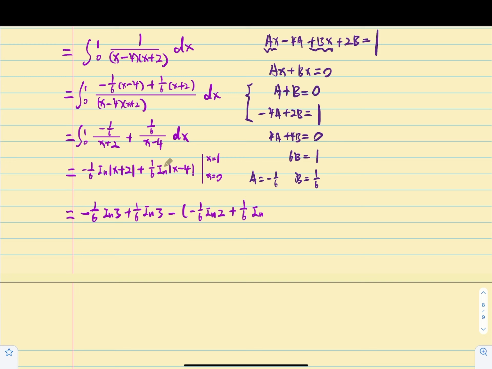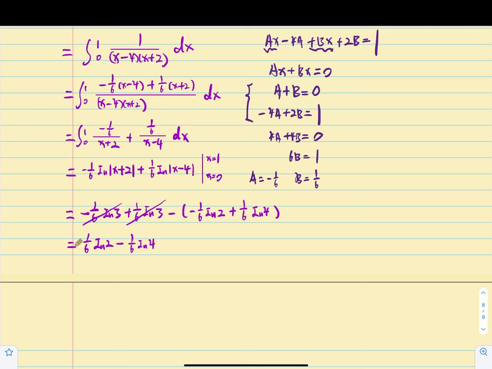So this will be 4, right? Ln of 0 minus 4, that's a negative 4, and the absolute value. So in here is a negative 1 over 6 ln 3, and plus a positive 1 over 6 ln 3, so they eliminate each other. So the minus this one, we can write it as plus ln 2, and minus 1 over 6 of ln 4.